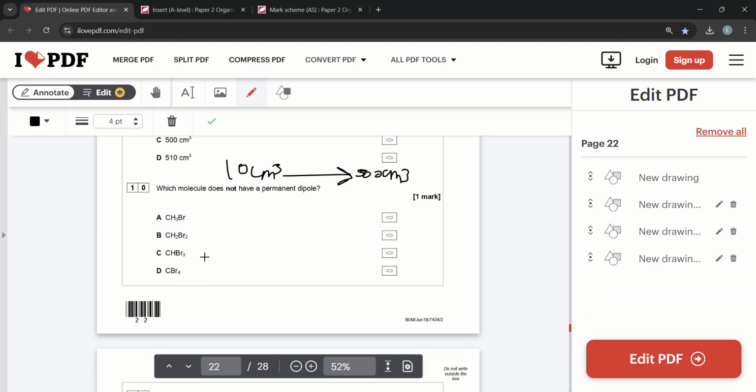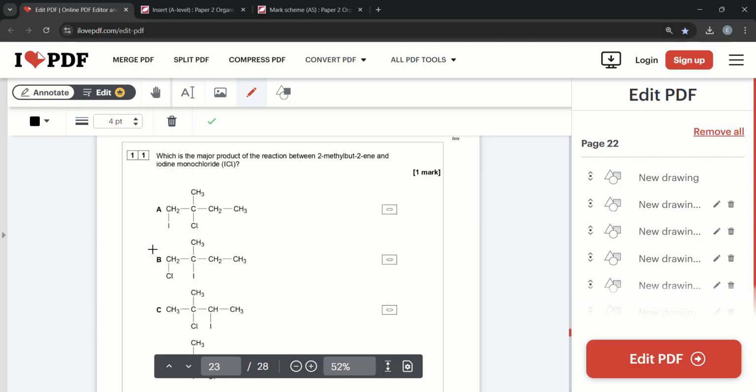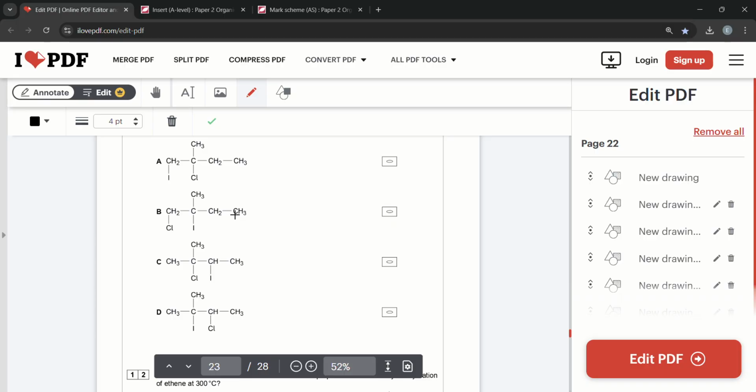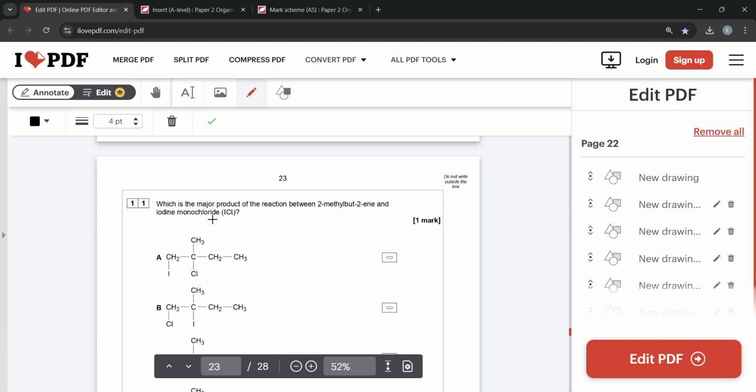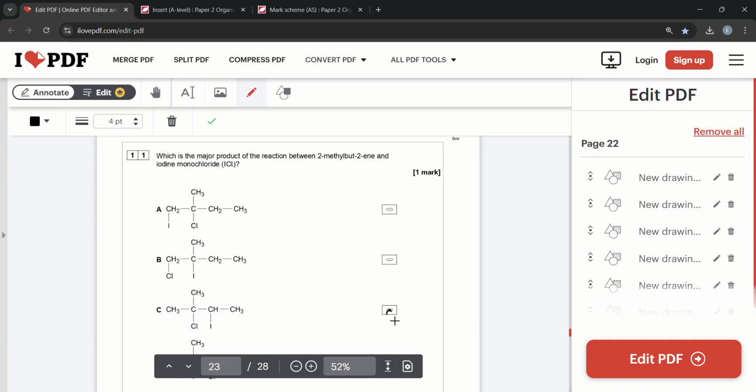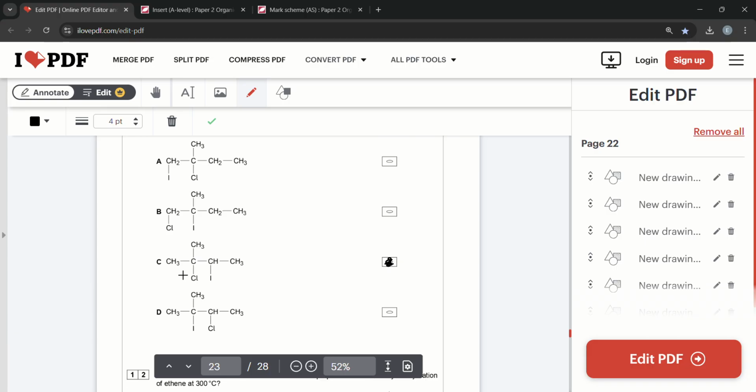Which molecule does not have a permanent dipole? It's going to be the completely symmetrical one. Which is the major product of the reaction between 2-methylbutene and iodine monochloride? But what's going to happen is that it's going to be C. It will be the second carbon with the methyl group, and the Cl.